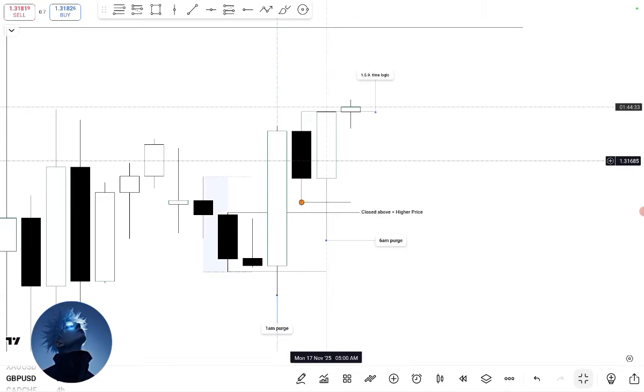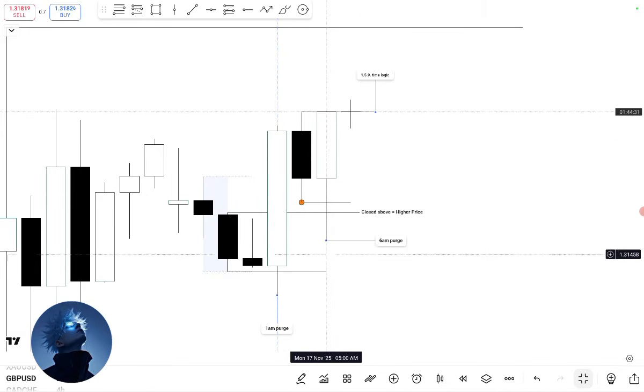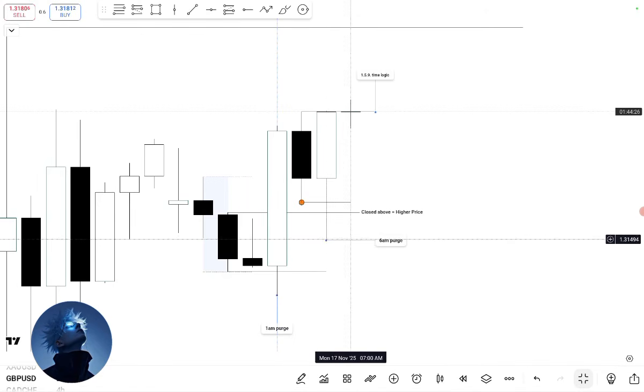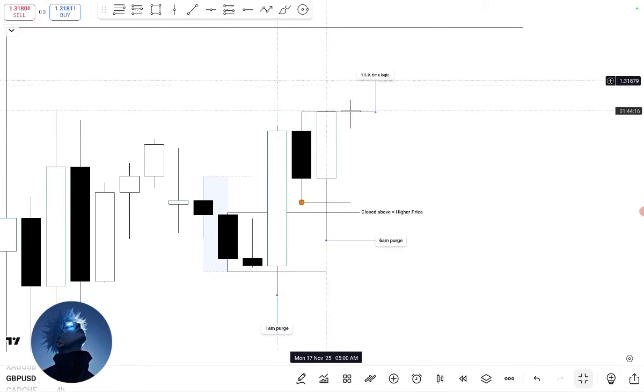So the next candle came below, around 6 a.m. Made a purge. 6 a.m. EST, that's New York time. Made a purge. After it made a purge, it started trading all the way up.